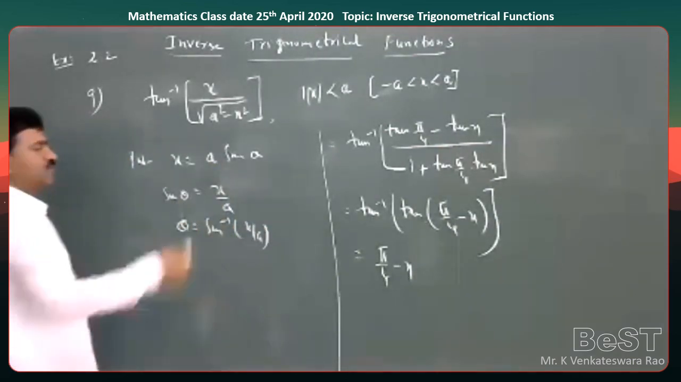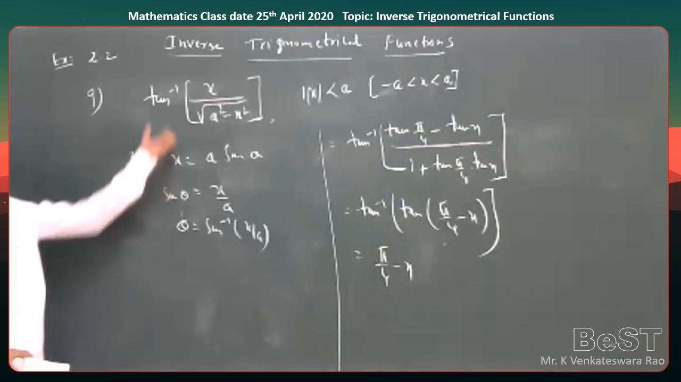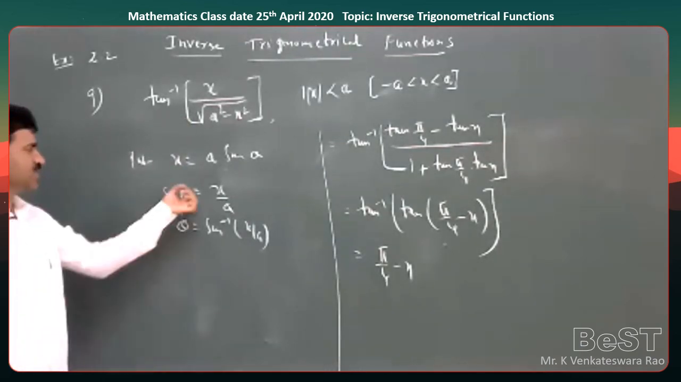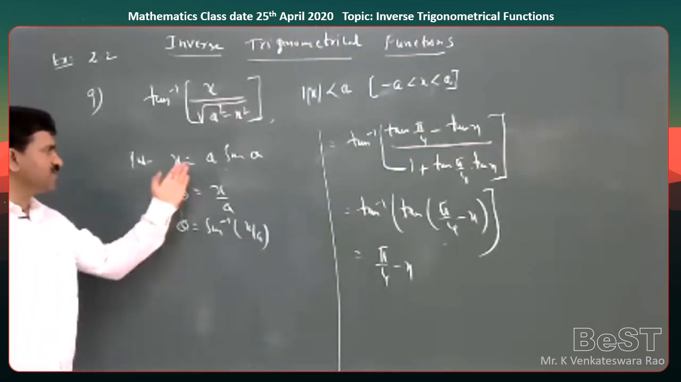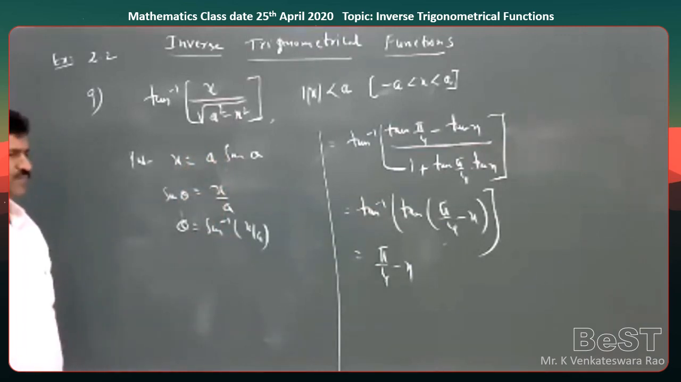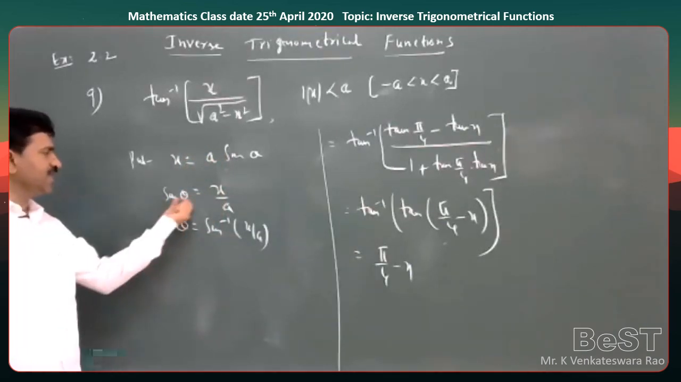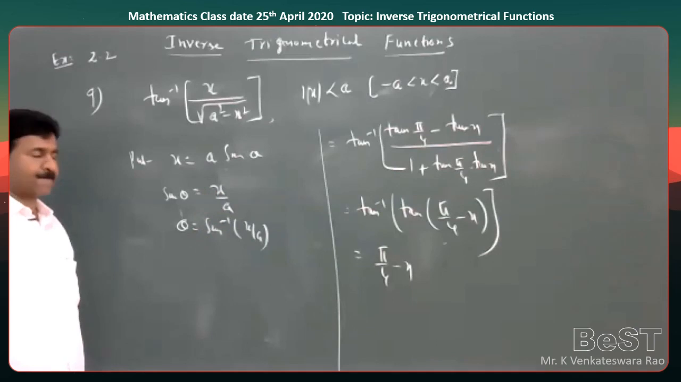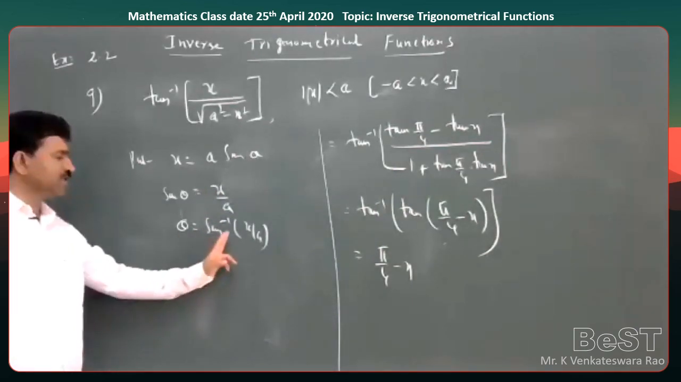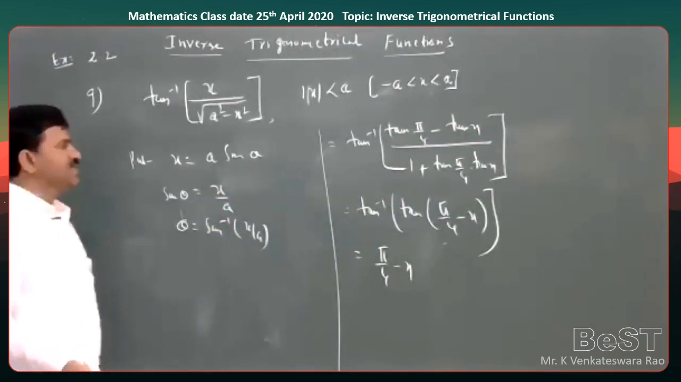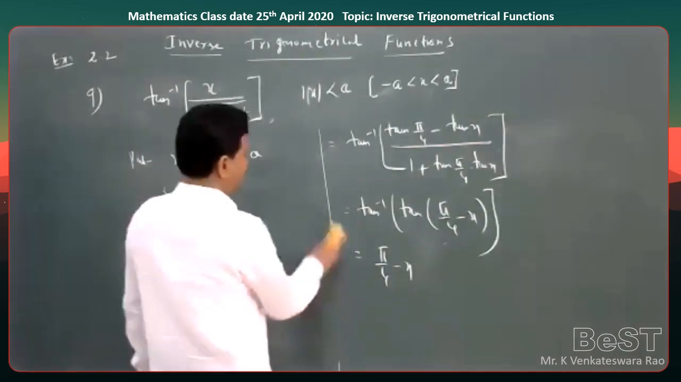Note down first. To simplify this function, we'll use the simple substitution. Put x is equal to a sin theta. So sin theta is equal to x by a. Theta is equal to sin inverse of x by a. Applying in the given function.